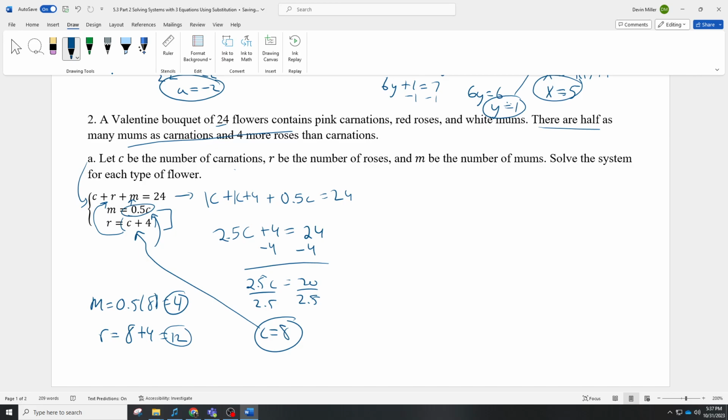And just as a check, remember, if you go back to the top equation, this should hold true. If you add the carnations plus the roses plus the mums, it should be a total of 24. And do we get that? 12 plus 8 is 20, plus 4 is 24. So all these added together should be 24, and it is. So there's 8 carnations, 4 mums, and 12 roses.